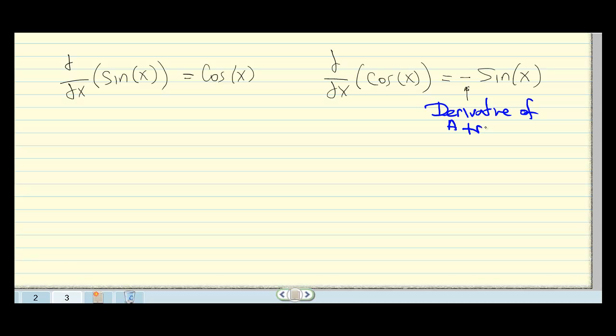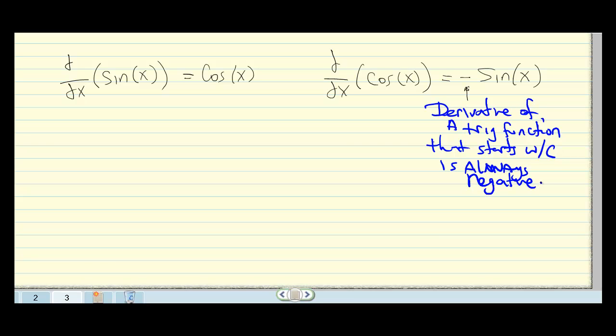This is something that we're going to see in general as we go through: the derivative of a trig function that starts with the letter C is always negative. So this is a very useful tool, because as we go through and do all these trig functions, it gets rather difficult to remember what the actual values are. So now we have the derivatives of sine and cosine.